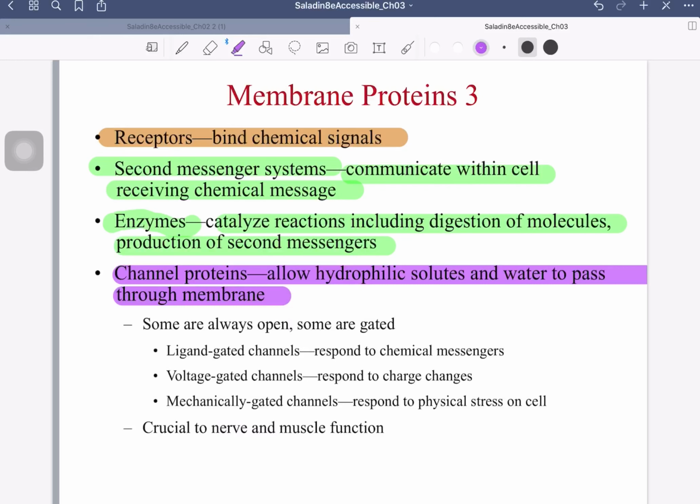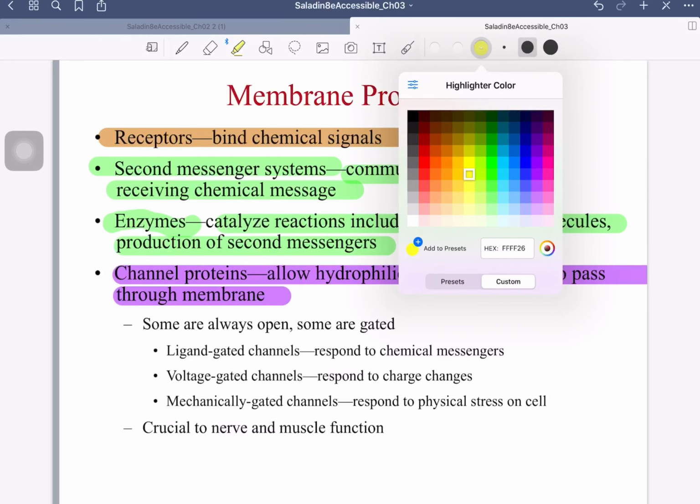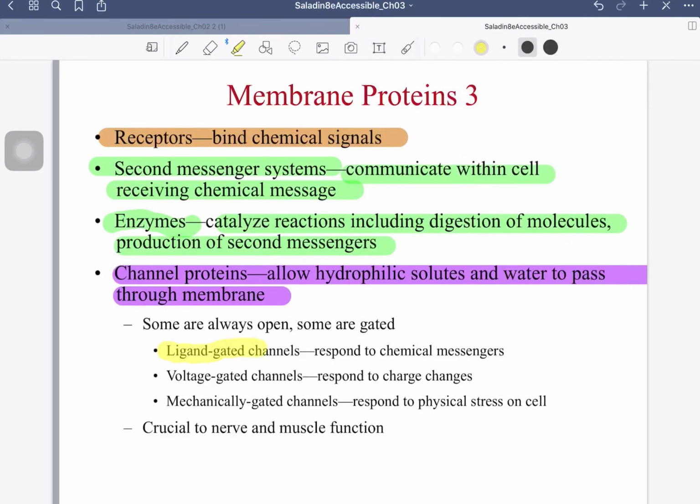Now, here's some very important terminology coming up, and that is gated channels versus voltage gated channels versus mechanically gated. This is going to become very important in upcoming chapters, such as in the nervous system, when we talk about the functioning of neurons. Really, in a ligand gated channel, it responds to chemical messages.